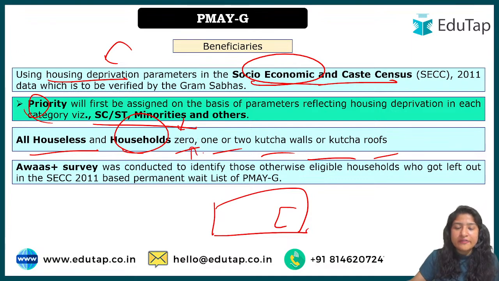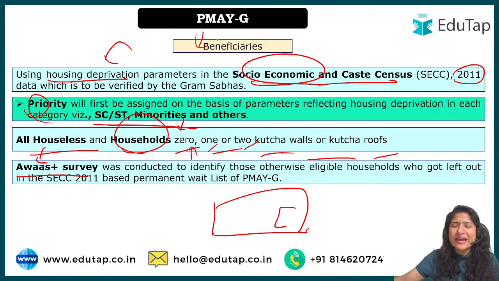So here, if all the 4 walls are kacha, or only 1 or 2, or even the roof is kacha, they are eligible. Now, this SECC happened in 2011, and a survey is not done in a year, right? It takes years to even take the survey. So some people could not be part of this survey at that time, or were not included. For them to get the benefit, the Awas Plus survey was additionally conducted, households were identified, and then they were made beneficiaries under the scheme.